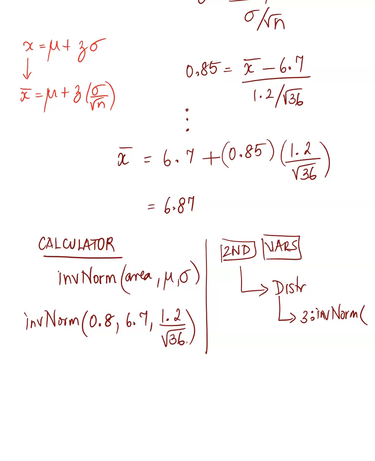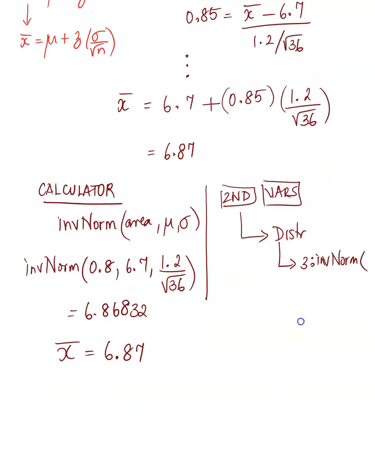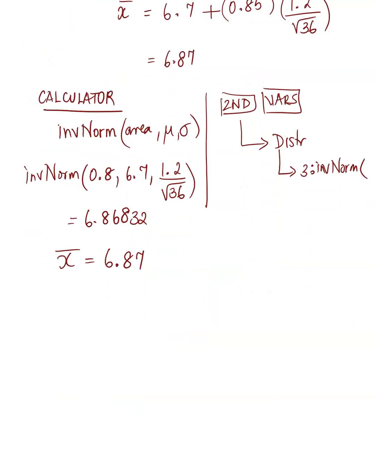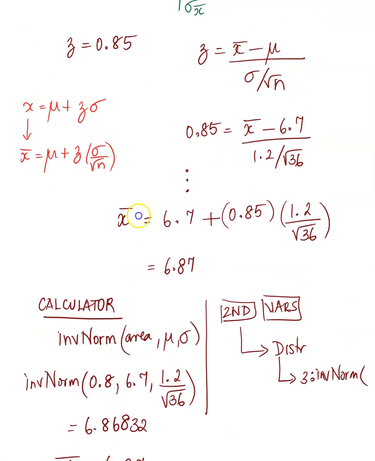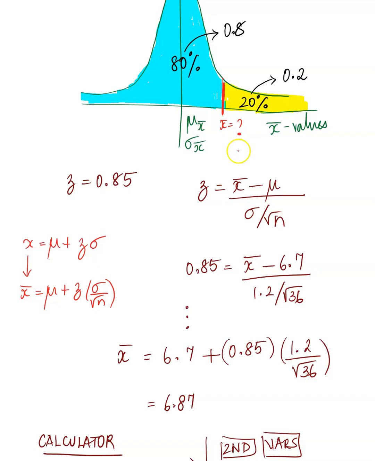And hit enter, and your answer comes out to be 6.868832, and so on. So x bar is 6.87. That's approximated. So you see that the answers match. Now, to interpret this, let me take you back to the graph quickly. 6.87, right? So this x bar, we've just found this to be 6.87. So these are all in minutes, right? Average minutes. So 6.87 minutes.